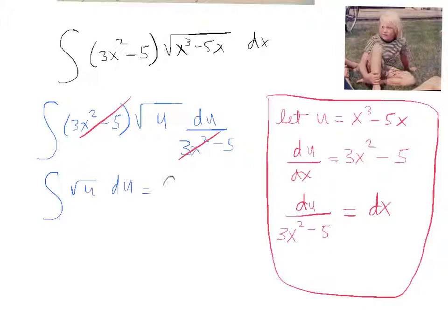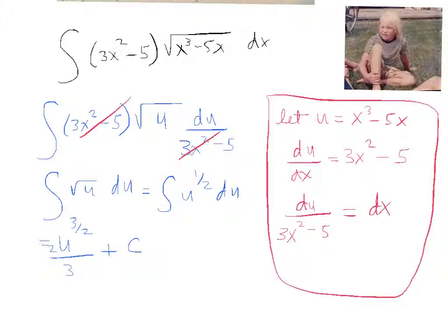I'm going to rewrite this just to help myself out, because this is u to the 1/2 du. So I'm going to use that property from page 337, one of those properties right there. And I'm going to solve this integral and say that it is u to the, 1/2 plus 1 is 3/2, and if I'm dividing by 3/2, I'm multiplying by 2/3, and then plus c, and there's the answer to my integral.